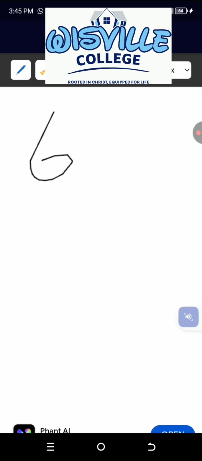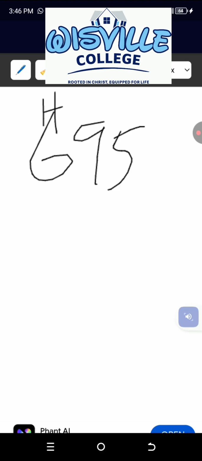So let's see another example. What if you are given 695 and you're asked to round off this number to the nearest 100? Don't forget, the emphasis is on 100. But then, what are you supposed to do? To solve this, I said you must first and foremost know the number that is before the point of interest. The point of interest in this number is 100, that is 6.